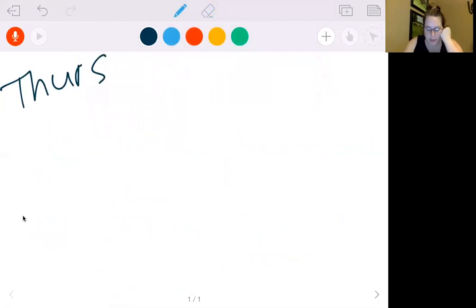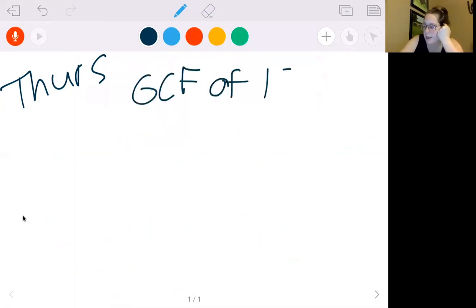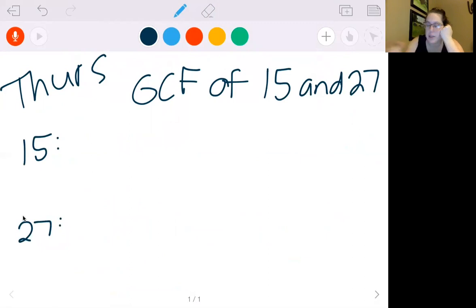All right, so let's go with an example. They might give you GCF of 15 and 27. It's always going to be two numbers that you're going to be looking at. So we put 15 here, 27 here.